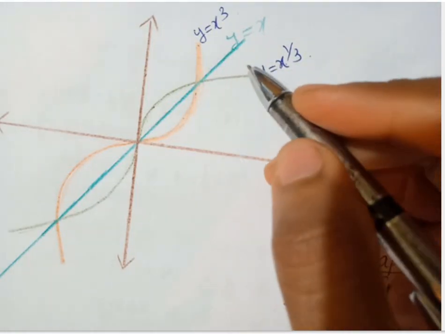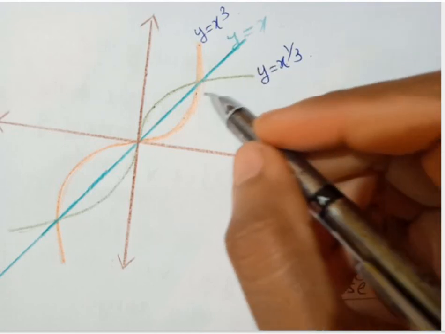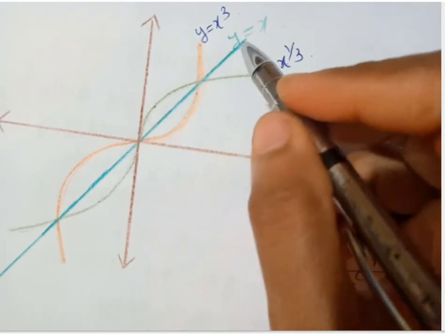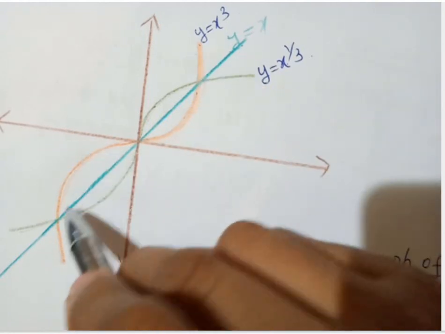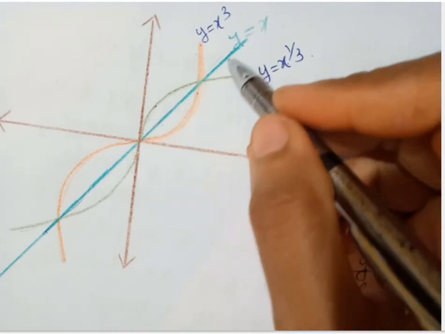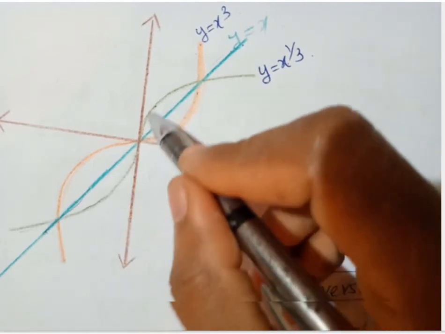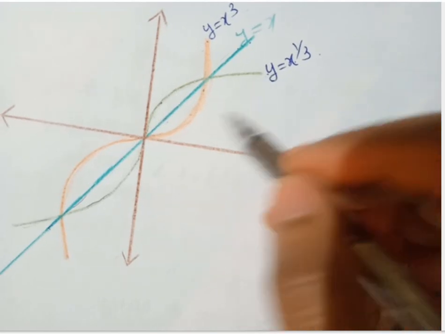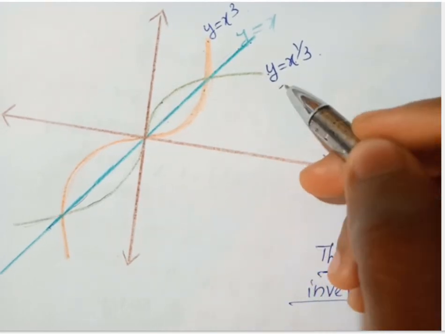The graphs of inverse functions are mirror images of each other with respect to the line y equal to x. Consider this graph, take the mirror image along y equal to x, then you will get this graph. So the graph is the mirror image.